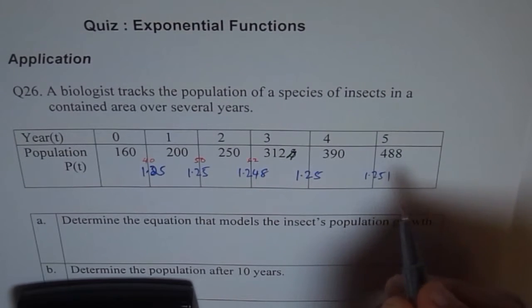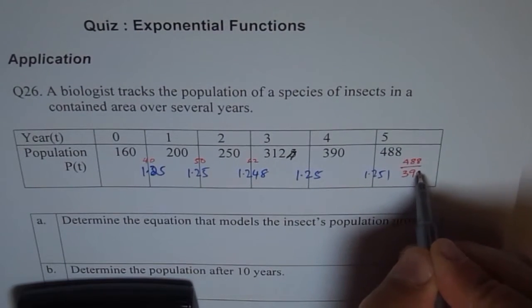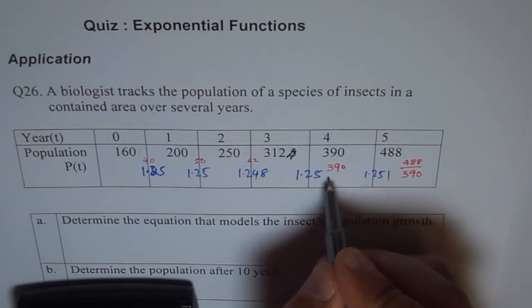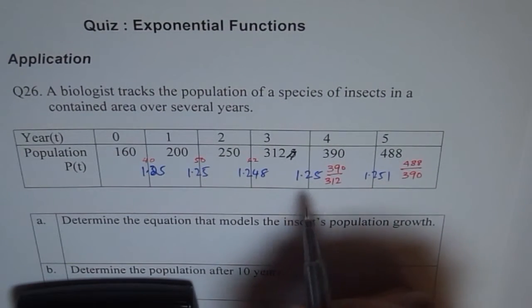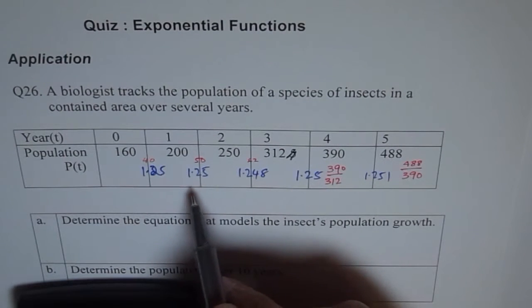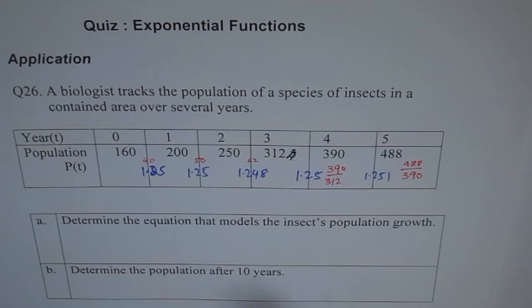Here we got this by dividing 488 by 390, and if we did 390 divided by 312, we got this number. Similarly, we found all the ratios. They are very close, and in fact they are close to 1.25. Therefore, it seems that every year the population is getting multiplied by a factor of 1.25. Since it is that, we can say it is exponentially growing and the base is 1.25. So that helps us to write down the equation of this function.